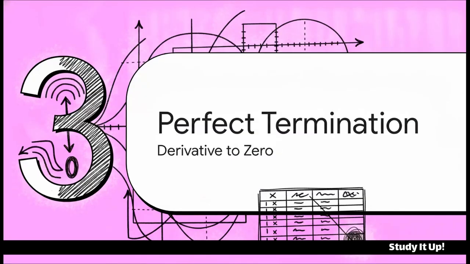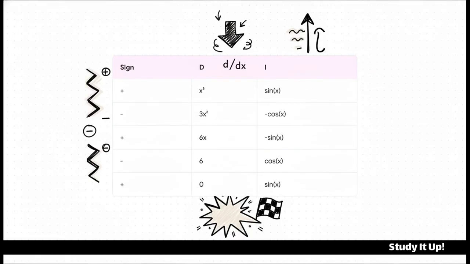Okay, Section 3. Scenario: perfect termination. Let's say you're staring down the integral of x cubed times sine of x. Following our rules, x cubed goes in the D column for derivatives, and sine x goes in the I column for integrals. Now, watch the D column. We differentiate x cubed to 3x squared, then 6x, then 6, and finally 0. When your derivative column eventually hits 0, you achieve perfect termination and you can just stop writing.